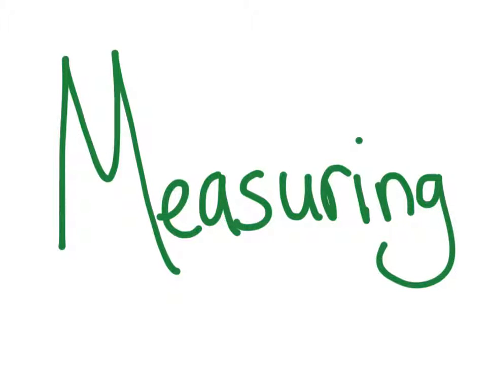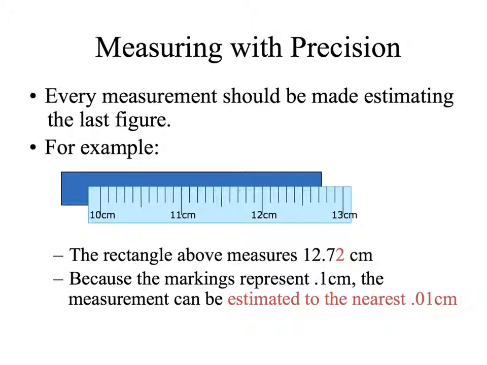We're going to spend a few minutes reviewing measuring with instruments that we'd use in science, like meter sticks and graduated cylinders and things like that. So let's start with measuring with something like a meter stick. If you look at this light blue rectangle that's here, this is representing a meter stick.